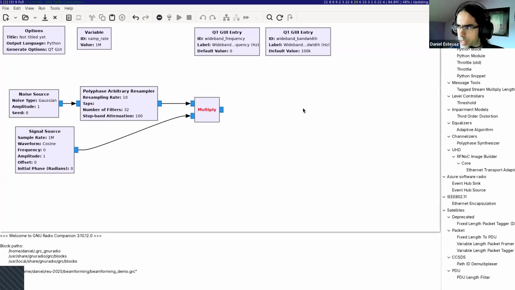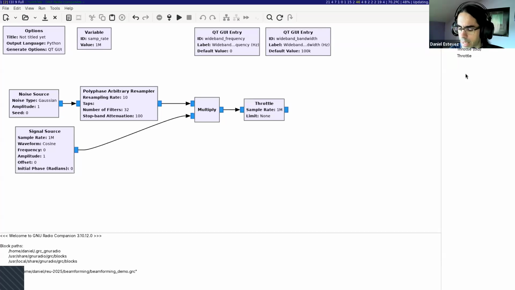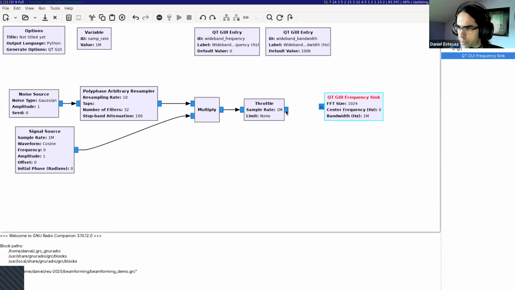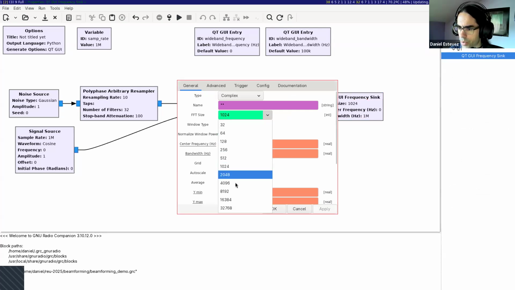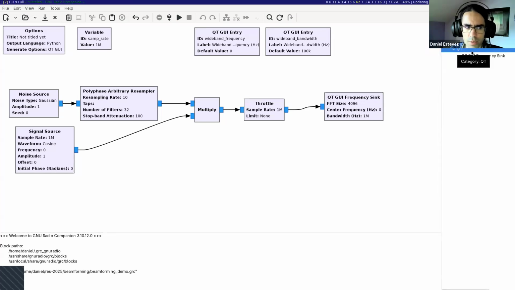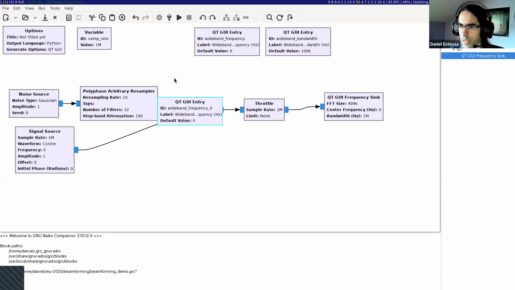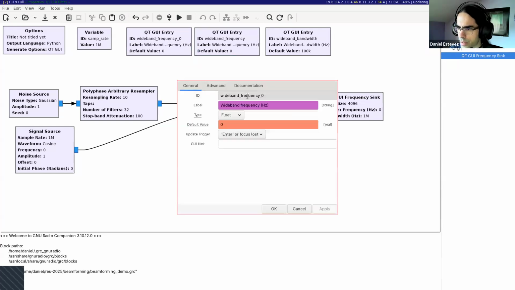And then what else? I need a throttle block because this is a simulation and I want it to run in real time. And for the time being, I can put here a frequency sink so that we can look at the waveform and see that it is generated correctly. What else? Yes, I also want to be able to set the signal to noise ratio. And sorry, I want another one of these. So this is going to be wideband SNR.